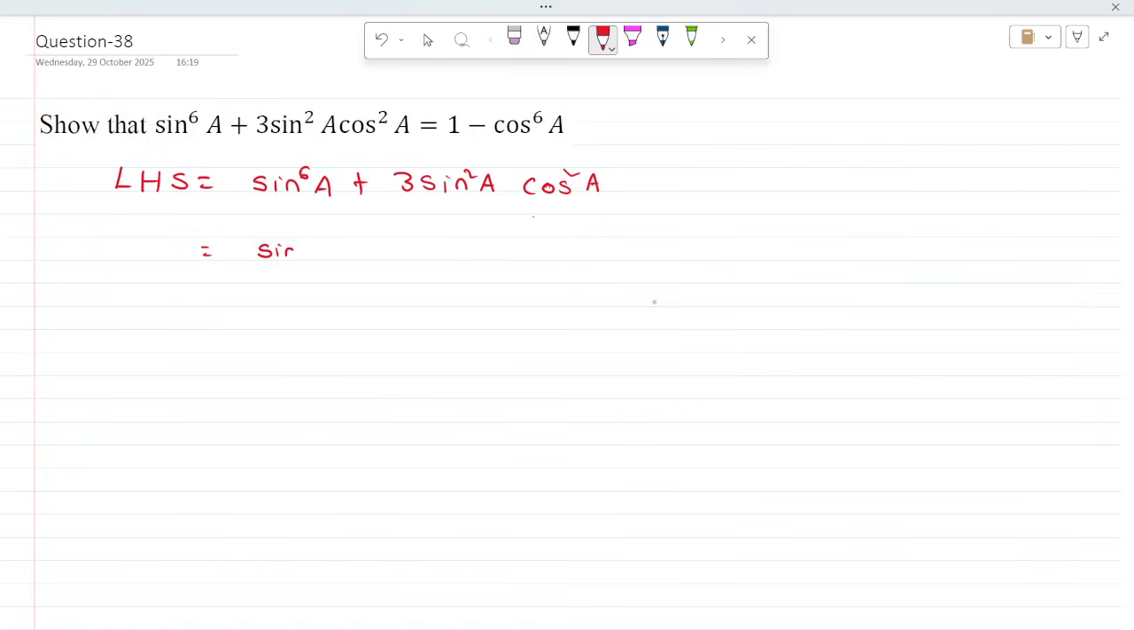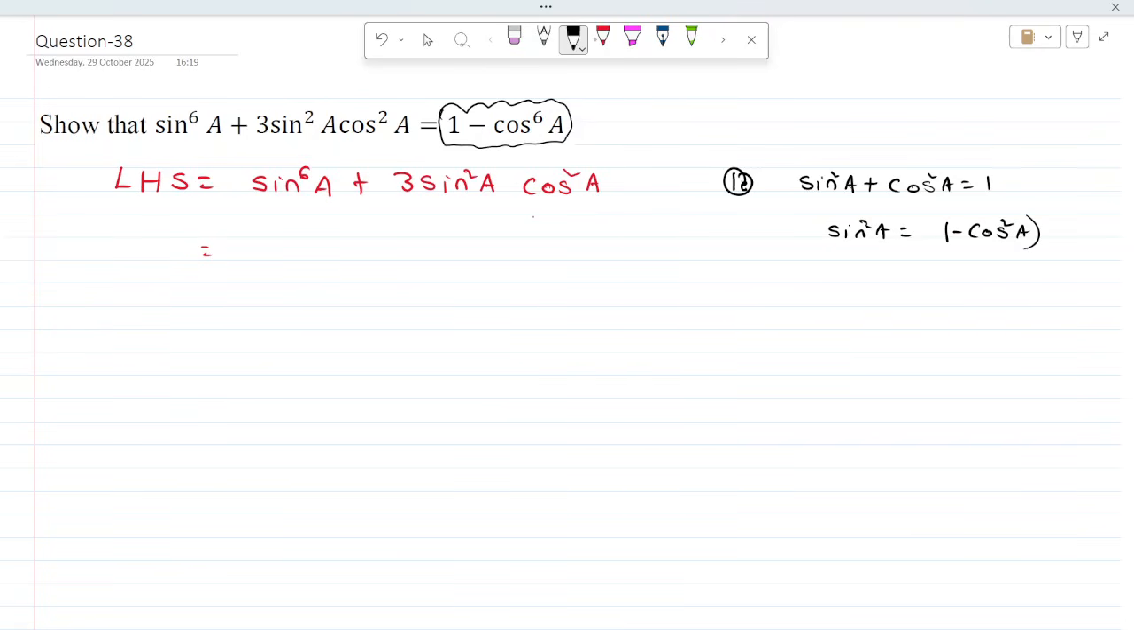Okay, as you said, we'll take sin square A common. What are you left with? But Seema, you need cos power 6 or not? Taking common is a waste of time. What is the sin and cos relation? From the identity, sin square A plus cos square A equals 1. You don't have any sin on the right side. Agree? So replace all sin with cos. Sin square A can be replaced as 1 minus cos square A.